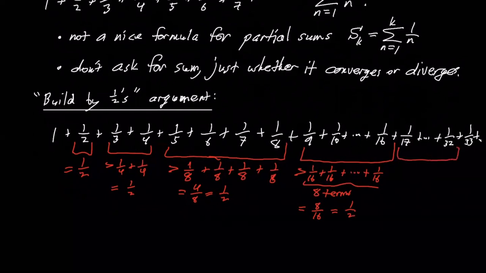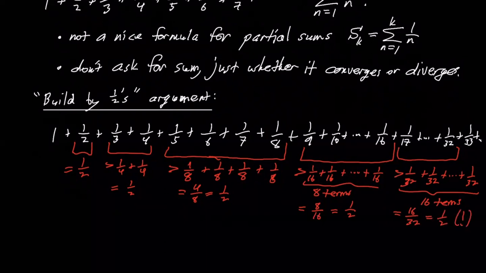A 32nd is the next power of 2, and that's greater than a 32nd plus a 32nd plus dot dot dot plus a 32nd. All the terms from 17 to 32, there's 16 numbers from 17 to 32, right? So that's 16 terms. So this sum, a 32nd added to itself 16 times, is 16 over 32, which is a half.